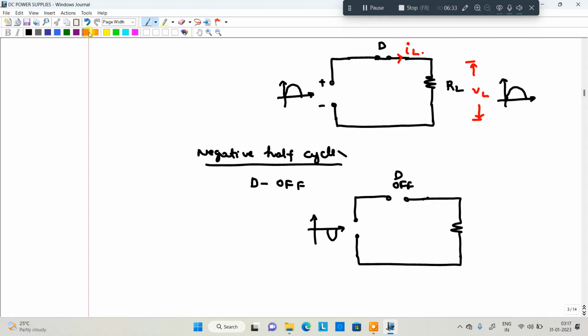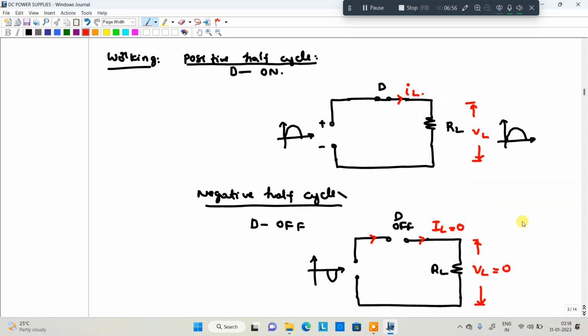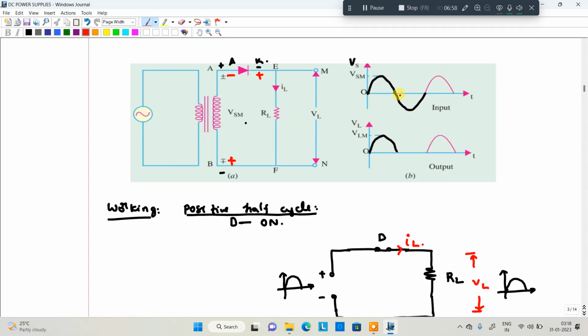Whenever it is open circuited, the current flowing through the load is equal to 0. This is the load resistance RL, so the voltage across the load is also 0, because there is no current flowing. So finally, in the negative half cycle, the output is completely 0.